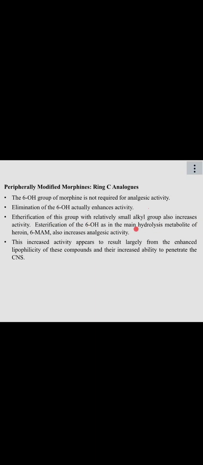Esterification of the 6-hydroxyl group, and we have mentioned that increases activity, as in the main hydrolysis metabolite of heroin, 6-monoacetyl morphine. 6-monoacetyl morphine also increases analgesic activity. This increased activity appears to result largely from the enhanced lipophilicity of these compounds and the increased ability to penetrate the CNS. So we do remember we are saying we do not require the 6-hydroxyl group. So both the methoxy, of course, and the acetyl derivatives will have activity.